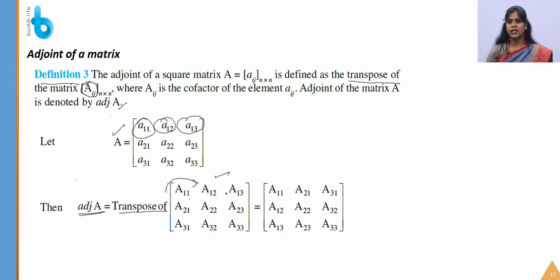Transpose means writing the rows as columns and columns as rows. First row as first column. See, A11, A12, A13. Then second row as second column: A21, A22, A23. Third row as third column. And that's how it goes.